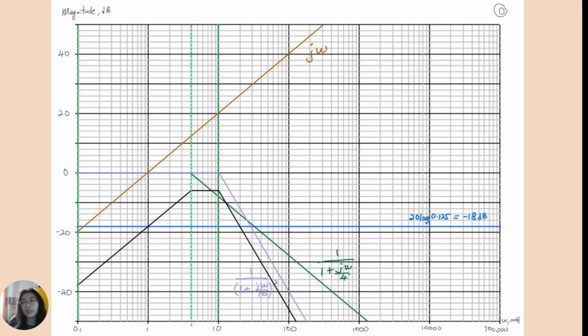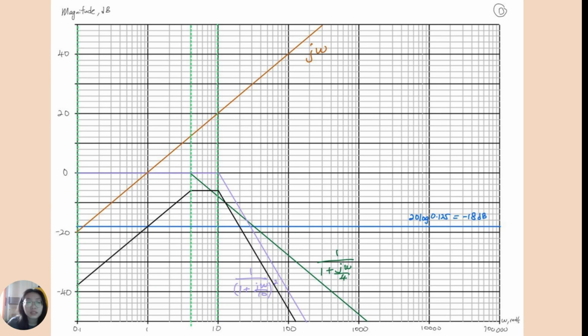And the third point is at 10 radian per second. Also, when we add all the factors at 10 radian per second, it is also negative 6 dB.